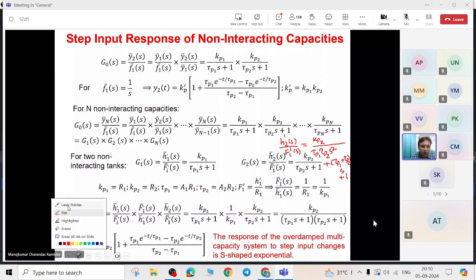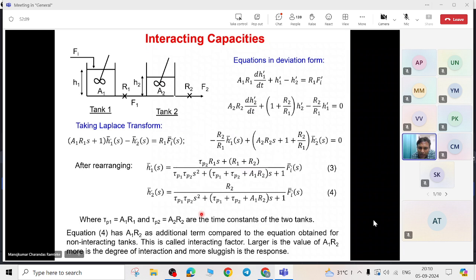expression which we have obtained for the interacting system. For an interacting system, we have obtained a similar expression which is nothing but H2 dash S divided by Fi dash S. You can see that this expression and the other expression are the same, except that this additional term is coming in the interacting system. In the interacting system, A1 R2 is the additional term we are getting, and this additional term A1 R2 is referred to as the interacting factor.